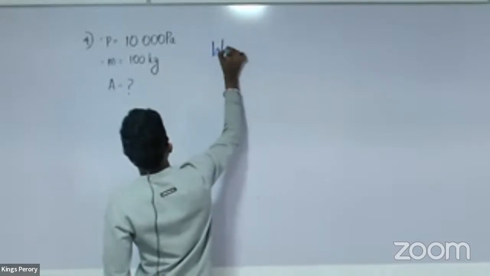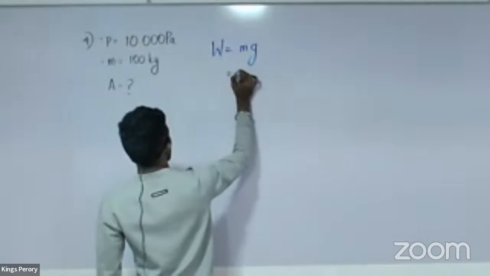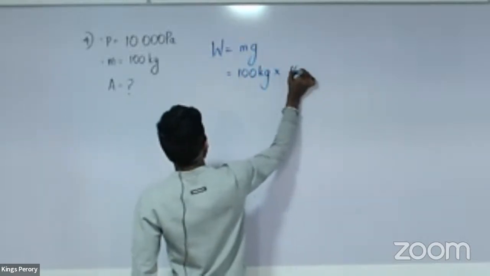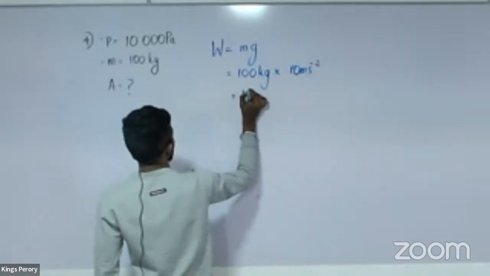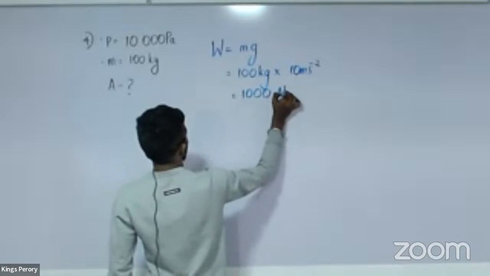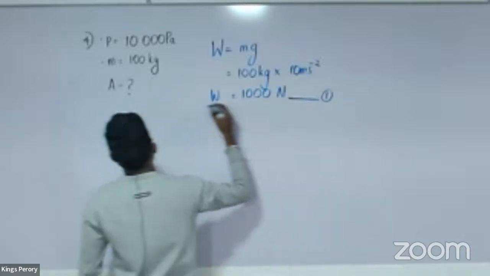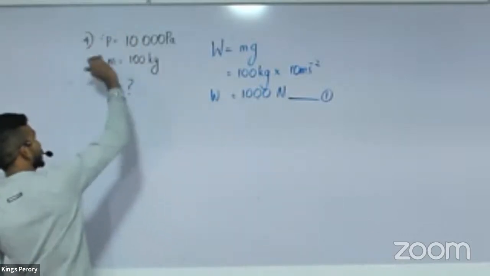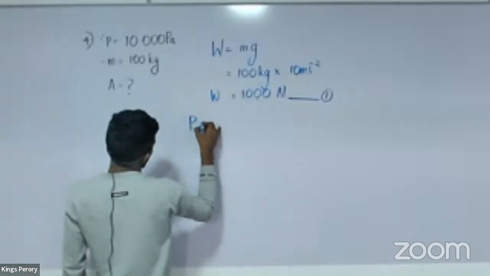We'll first write that. Weight of a car is equal to mass times gravitational acceleration. Mass 100 kilogram, gravitational acceleration 10 m/s squared. From there, the weight is 1000 Newton. Now you have the force. You have the pressure. What are they asking? Area.